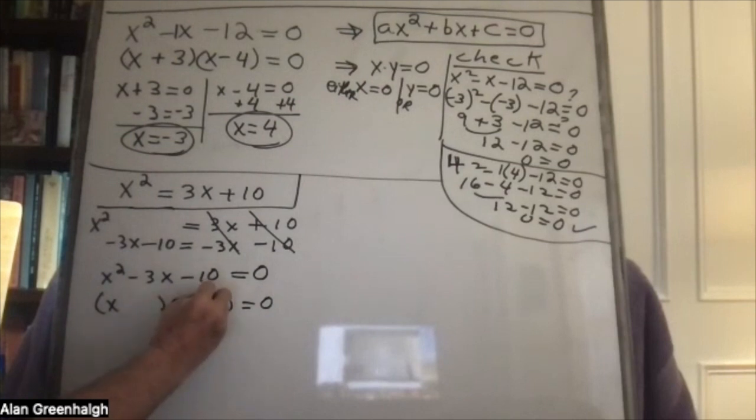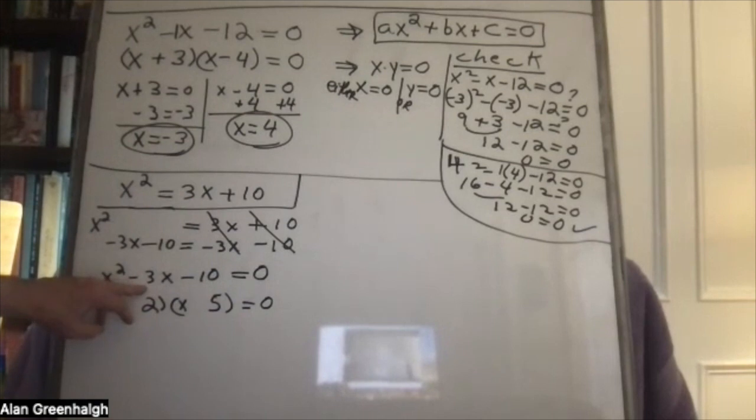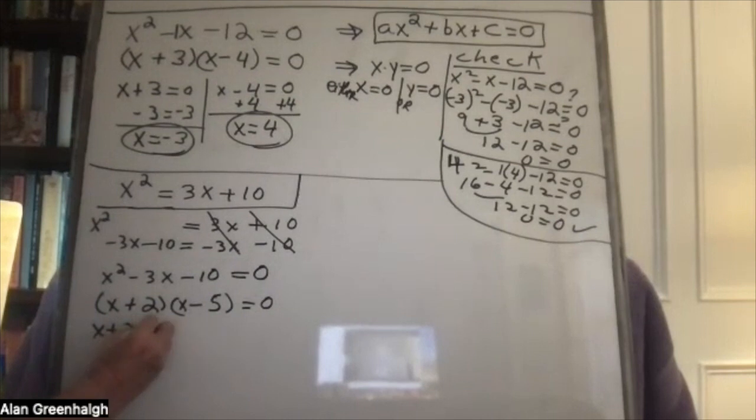And the factors of 10, that'll give us 3, will be 5 and 2, -5, +2. x plus 2 is equal to 0. x minus 5 is equal to 0.